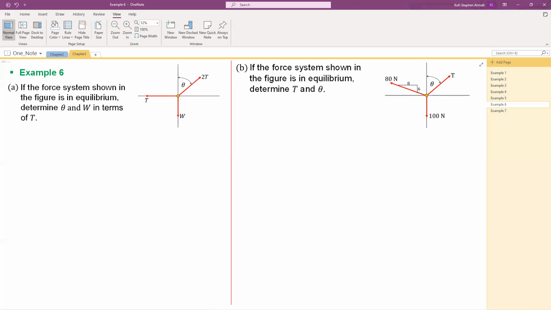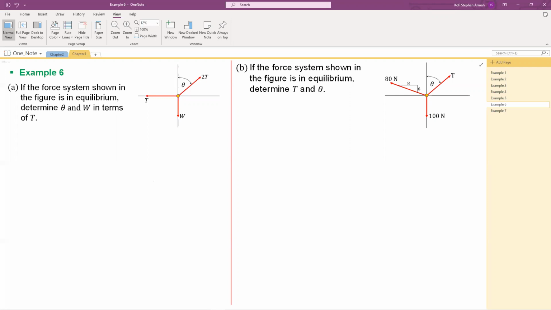Okay, welcome back. So here I'm just going to work. I did example 6 in the last problem where we have to draw the free body diagram and then we'll find some two unknowns. In this example, I'm going to do example 6, and there's two problems, A and B.